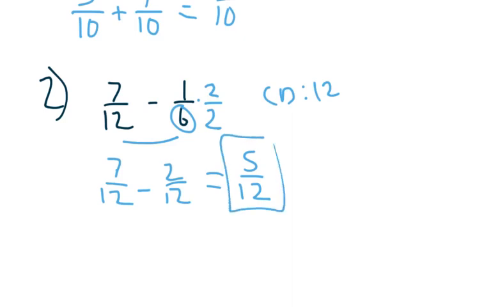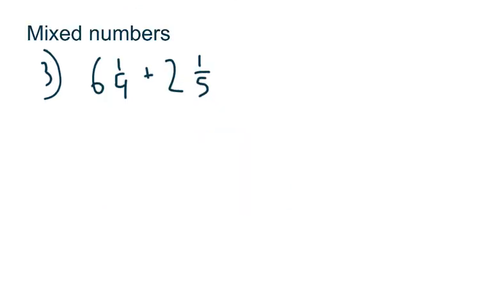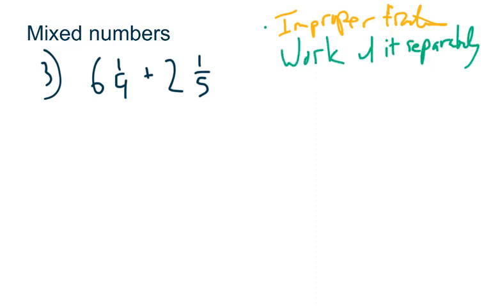Okay, so now let's kick it up a notch, and let's talk about mixed numbers. So for this example, let's say we have 6 1/4 plus 2 1/5. Now, we have two options. Option number 1 is to do improper fractions. So that's where we let the numerator be larger than the denominator. The second option is where we kind of work with it separately. Work with it separately. That's what that word is over there, separately.